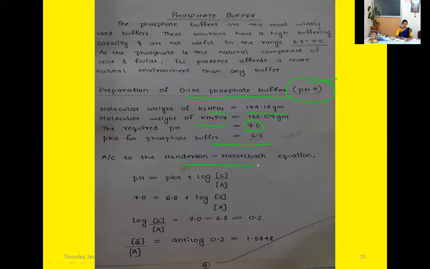According to the Henderson-Hasselbalch equation, pH is equal to pKa plus log salt divided by acid. Okay, you must write this one, and always put all these particular formulas in a box without fail.